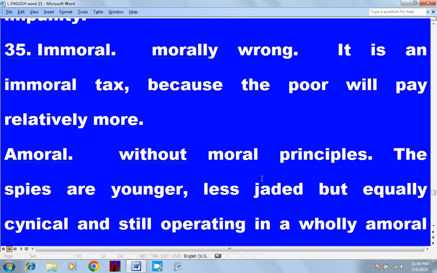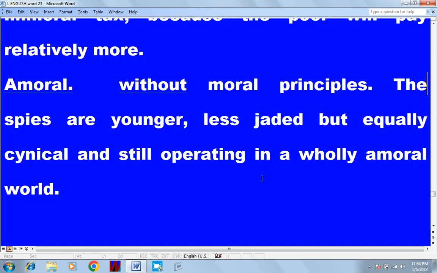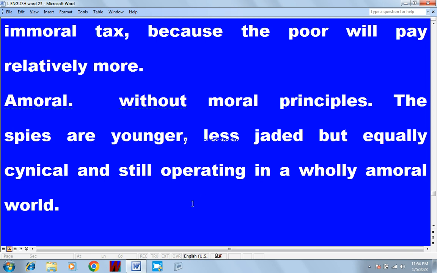Immoral: morally wrong. It is an immoral tax because the poor will pay relatively more. Amoral: without moral principles. A means no. The spies are younger, less jaded, but equally cynical and still operating in a wholly amoral world.